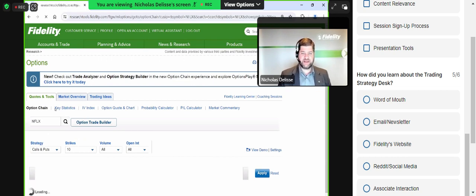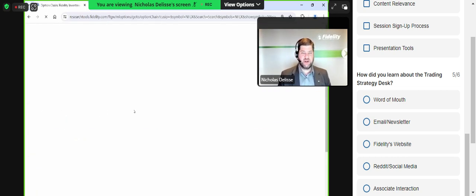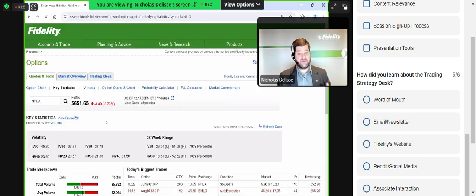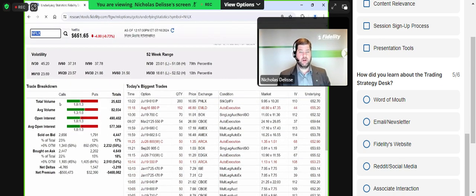And we see some of these things, key statistics, IV index, and such. I'm actually going to click on key statistics. And this will pull up a lot of the same information: total call volume, average volume, open interest, what we see with this AccuTrader Pro tool. This will also combine the today's biggest trades tool with it in one page.